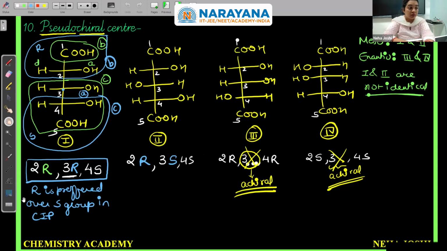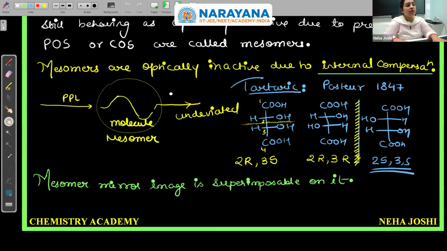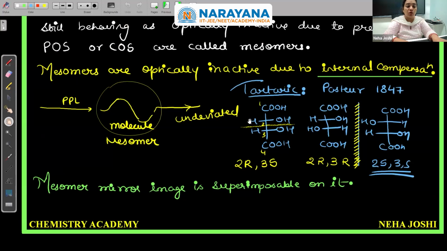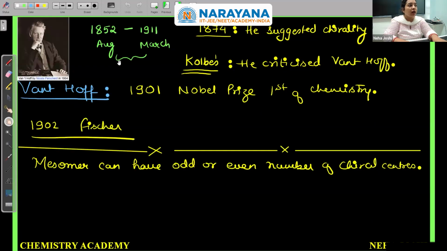Okay, so I hope you have written in your notes now that for a molecule to be meso, it could have an even or odd number of chiral centers. Both possibilities are okay. Moving further, I was telling you about Pasteur in 1847.